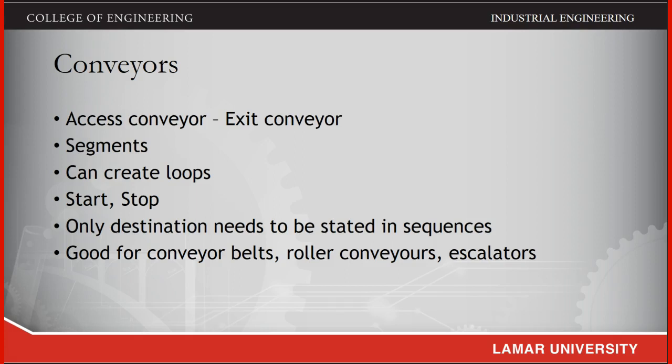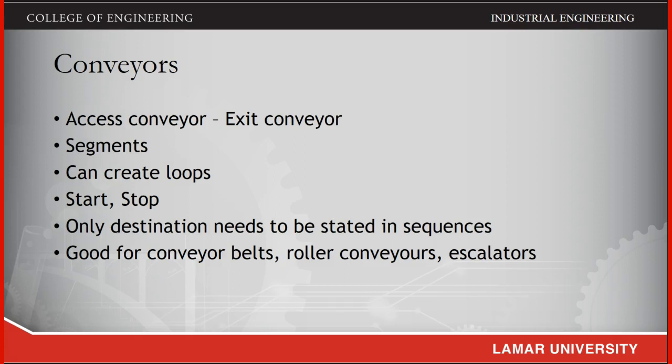At the arrival of the next station, we execute an exit conveyor that, besides that it takes time to unload out of the conveyor, it also frees the space that was previously used by the entity. Segments can create loops. We can start and stop the operation of a conveyor. Therefore, the entities could be halted in the middle of the way.